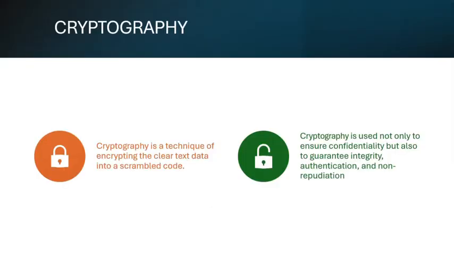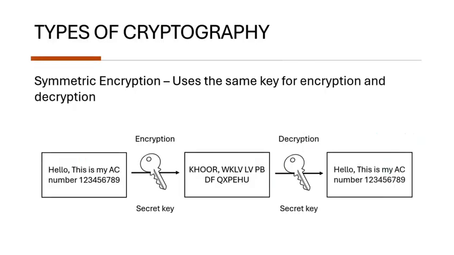Today we're going to discuss cryptography, which involves the use of codes and ciphers to protect sensitive information. Cryptography is a sophisticated technique that enables plain text data to be securely encoded into a scrambled code. It is widely used to ensure confidentiality, integrity, and authentication of data. It gives assurance that the information is accessible to only authorized users.